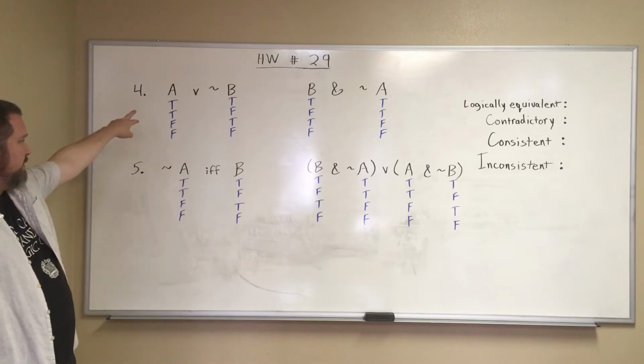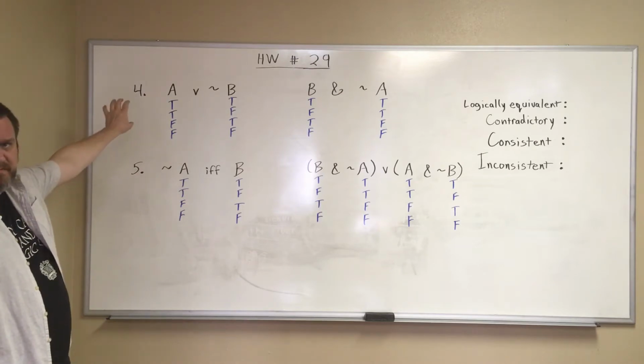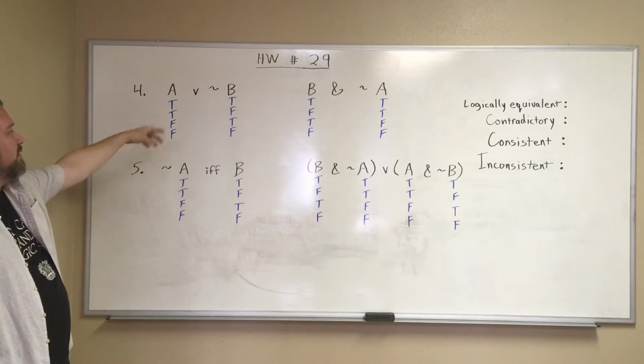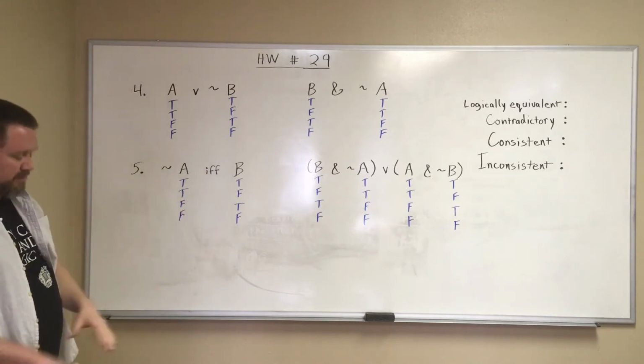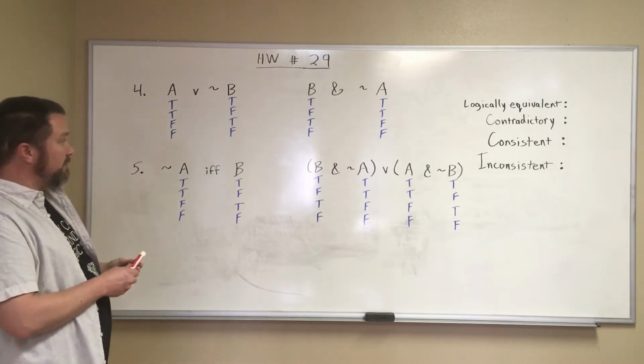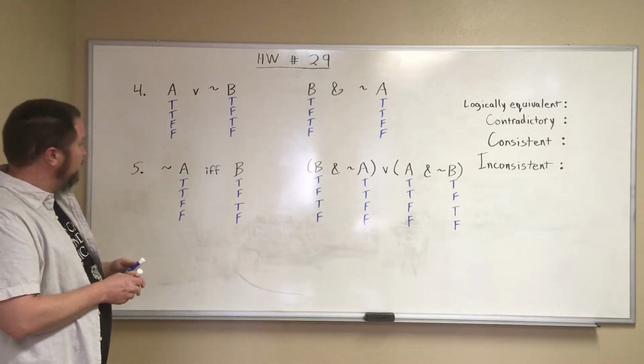A, the first term, is going to be true, true, false, false. Half of it is true, half of it is false. Then you're going to alternate the second term: true, false, true, false. So I've carried those through for all of the 4 statements.